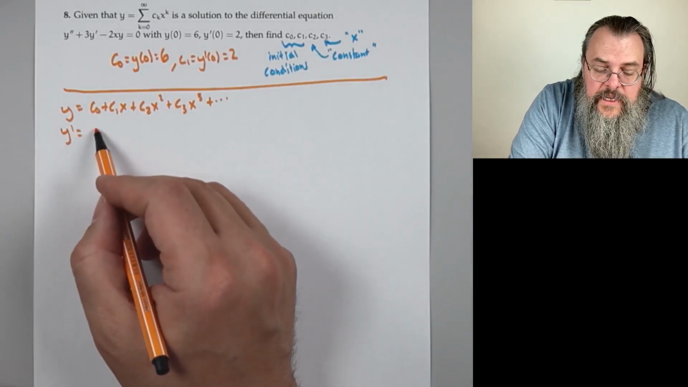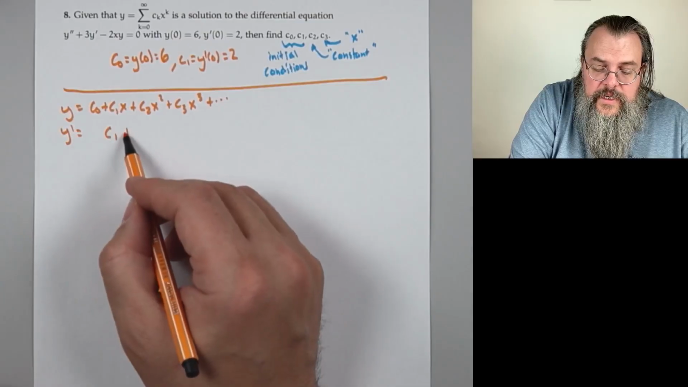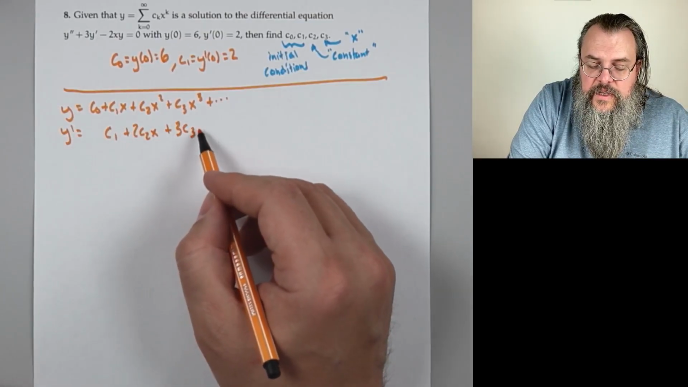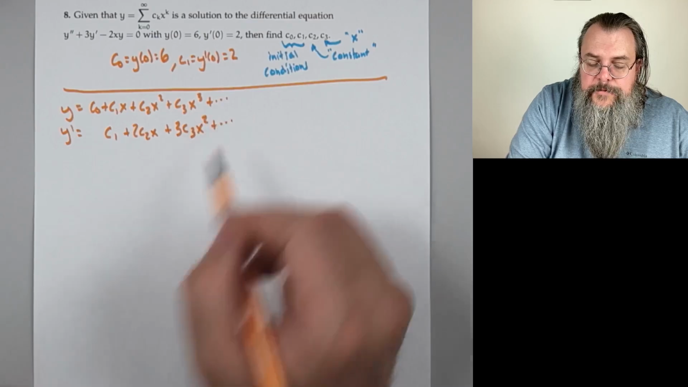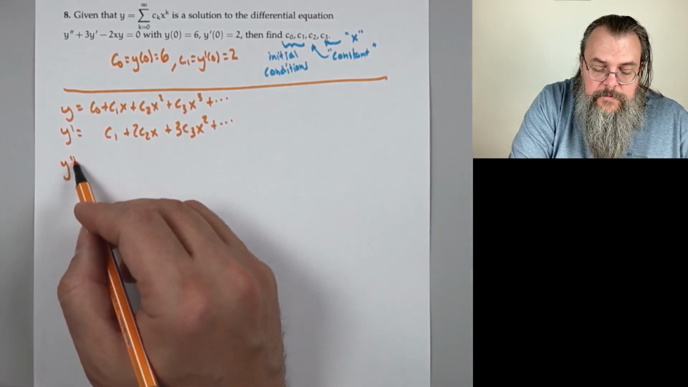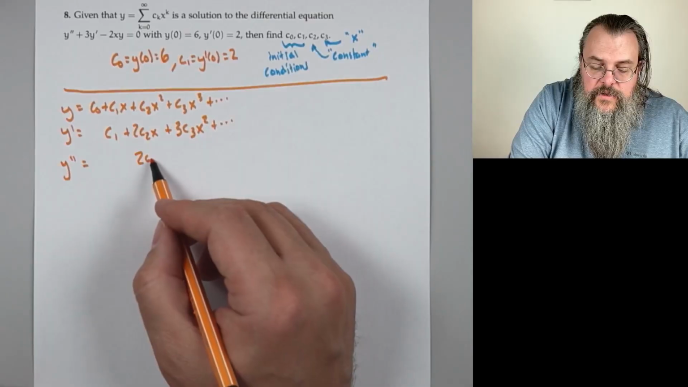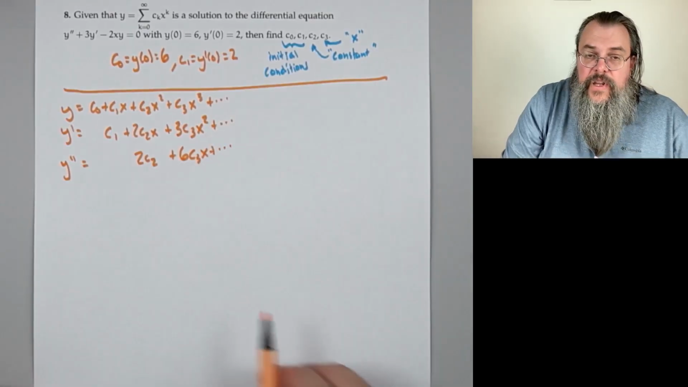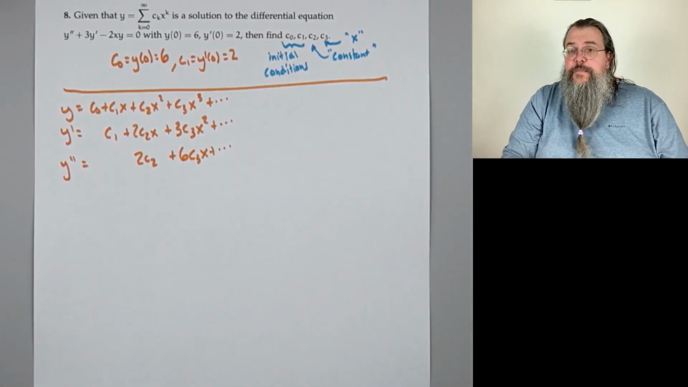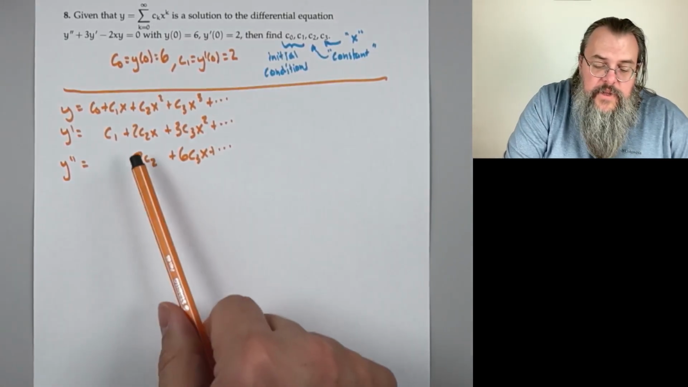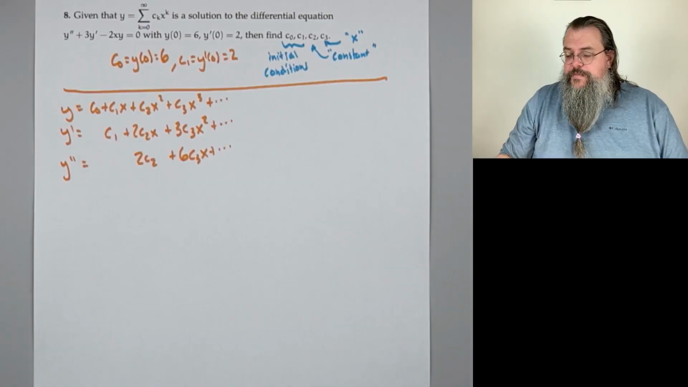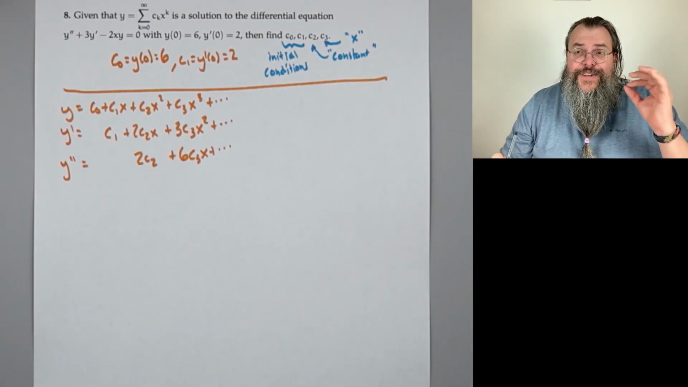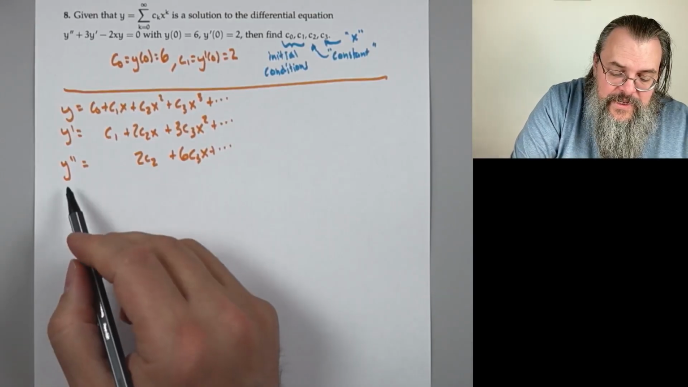Y prime, well, that's C1, 2C2x, 3C3x squared. Y double prime, 2C2, 6C3x. All right, so I now have my pieces, and I'm going to plug these into my relationship. And I really don't have to grab too much. I just have to grab just enough to get us going.